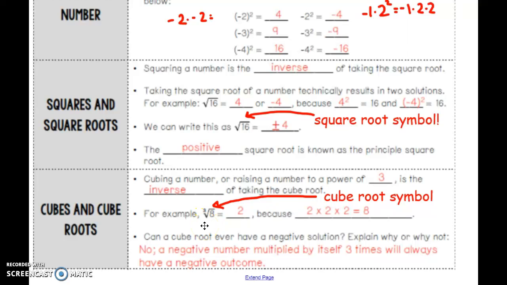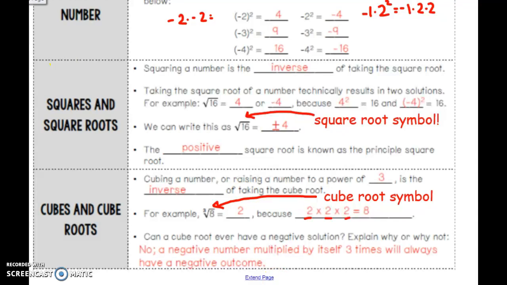That 3 is called the index, and it tells you how many roots or how many matching factors you're going to have. So in this example, the cubed root of 8 gives us 2 because we know if you take 2 times 2 times 2, you have 3 matching factors, you'll get 8. So that's why the cubed root is 2. A cubed root can never have a negative solution because when you take a negative number, multiply by itself 3 times, you'll end up with a negative answer. So you won't have 2 different roots for a cubed root. You won't have 2 different answers like we did for a square root.